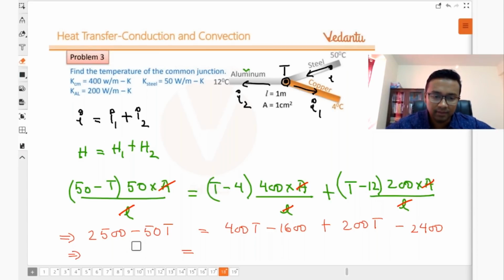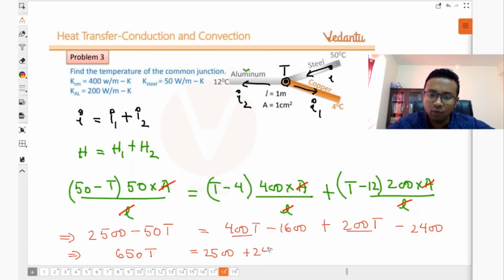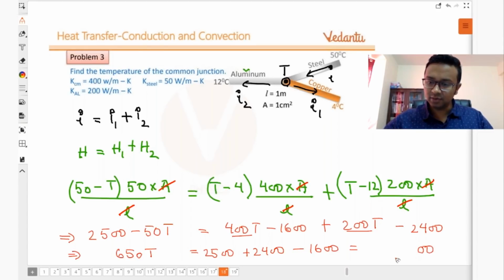Okay, forget it. So we kind of take all these together, that is 600, and we have got another 50 coming from this side. So that is going to be your 650T, my dear students, and that all goes to this side. And here on this side we have got 2500. This side comes here plus 2400 minus 1600. So that is almost equivalent to 4900 minus 1600.